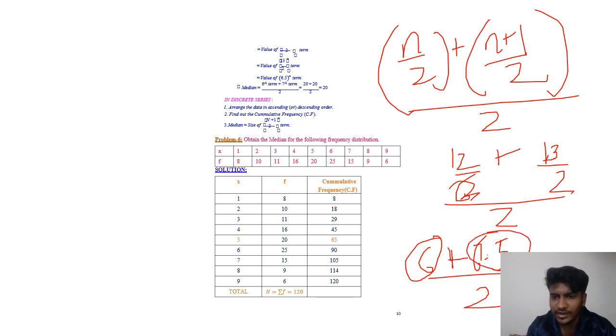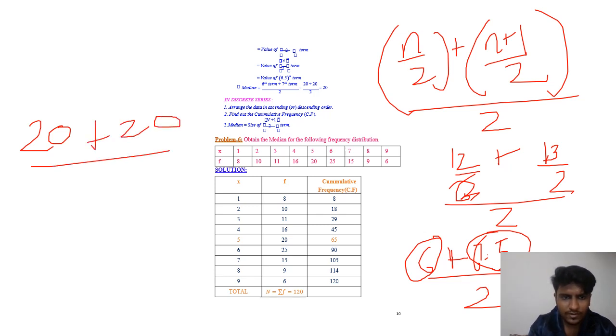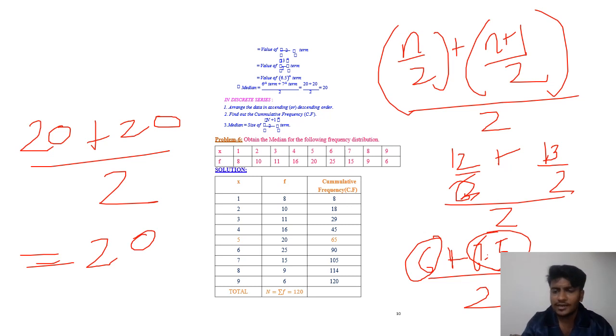Okay, don't forget, you have to consider the 6th term and the 7th term divided by 2. So your 6th term is 20 when you arrange in the definite order, and your 7th term is also 20 in this case. So 20 plus 20 divided by 2 will again give you only 20, right?